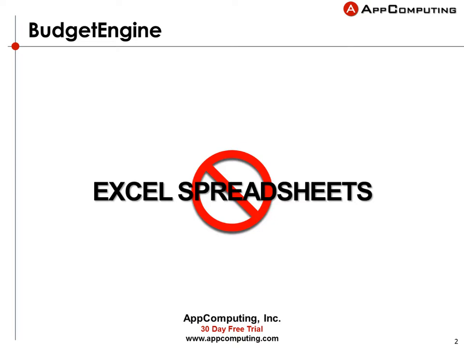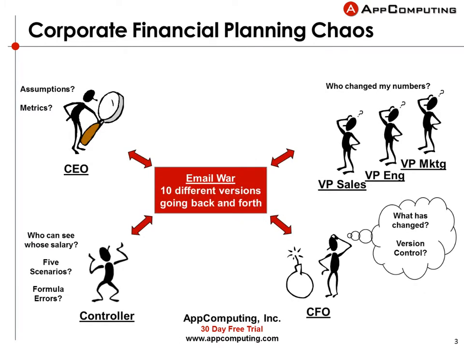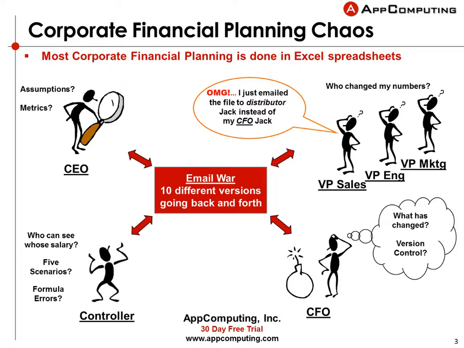You have probably experienced some or all of the problems displayed here. This graphic shows the chaos which results from emailing budget spreadsheets. In the center in red, you'll see the main issue of what's known as email war. In other words, multiple versions of a spreadsheet going back and forth within your company. At the top right, you will see the problem that happens when an email is sent to the wrong person. In this case, Jack the distributor, rather than Jack the CFO.